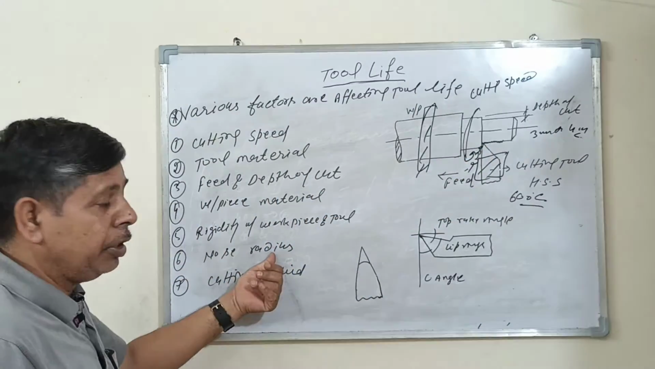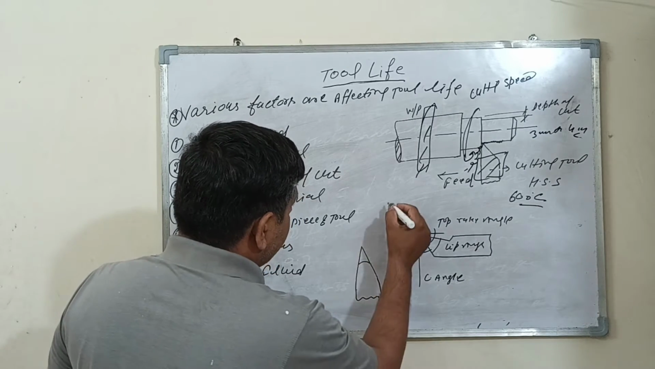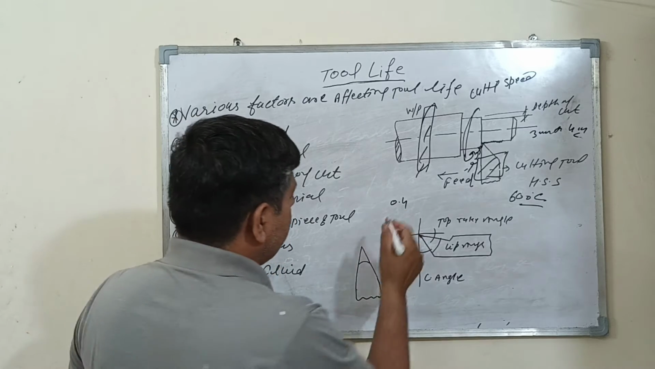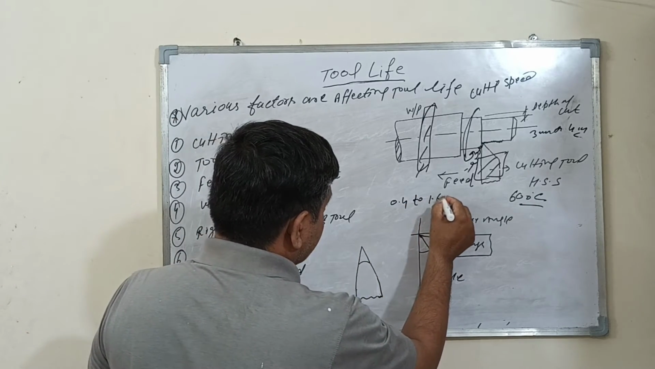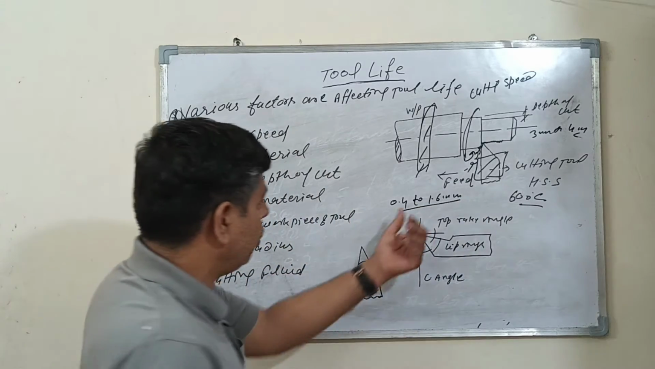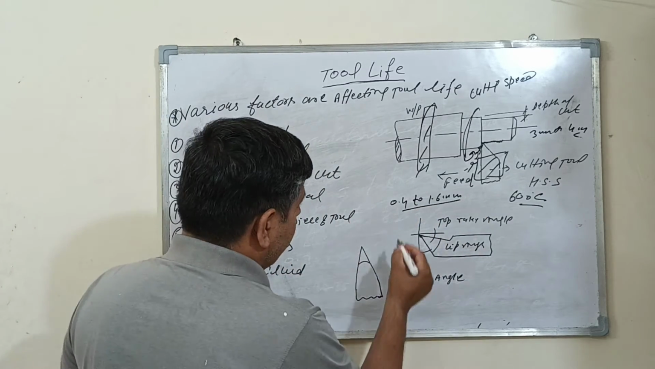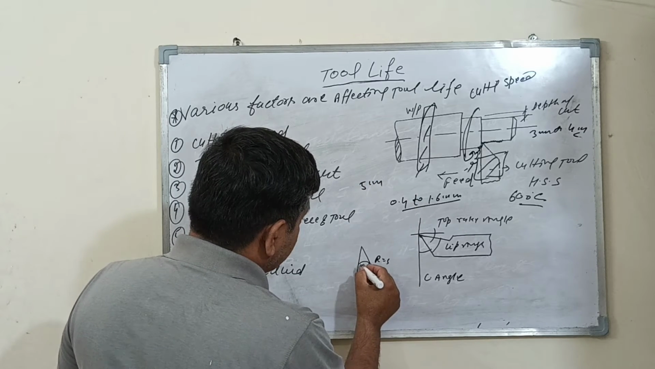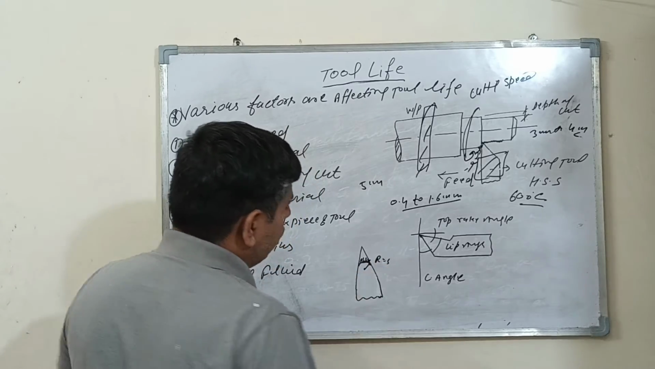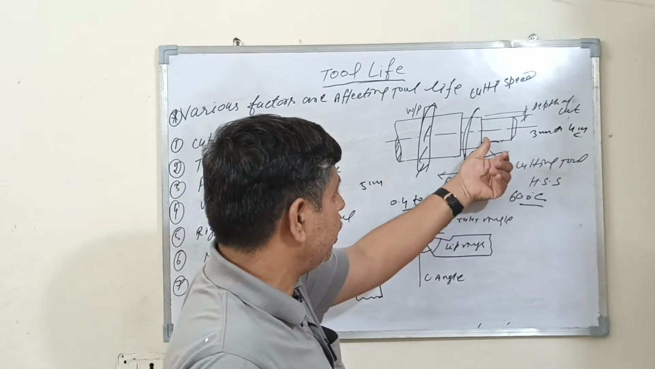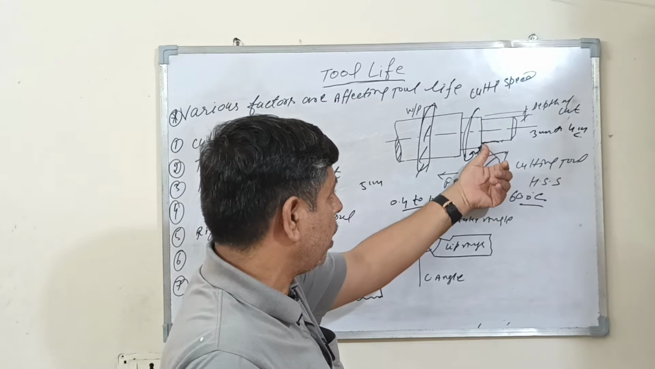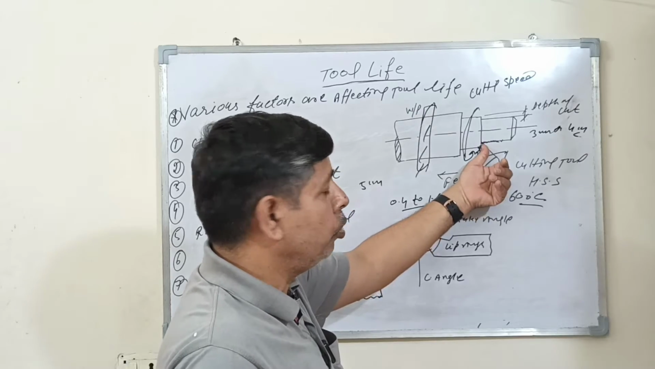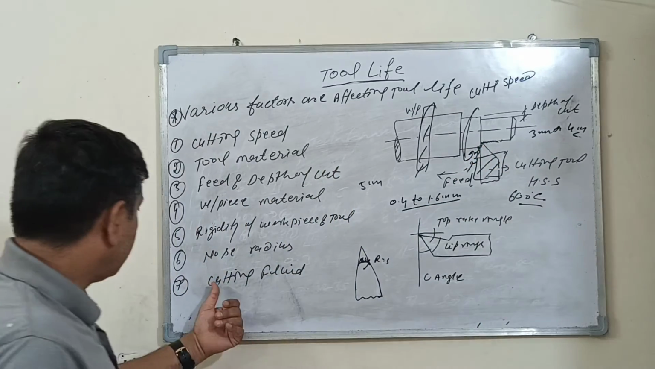Next is nose radius. You will take the nose radius as 0.4 to 1.6 mm. When you take a nose radius of 5 mm, the contact area increases. Due to the increased contact area, more heat is generated and more power is required. Due to the more heat generated, there is more chance of damaging the point of the cutting tool.